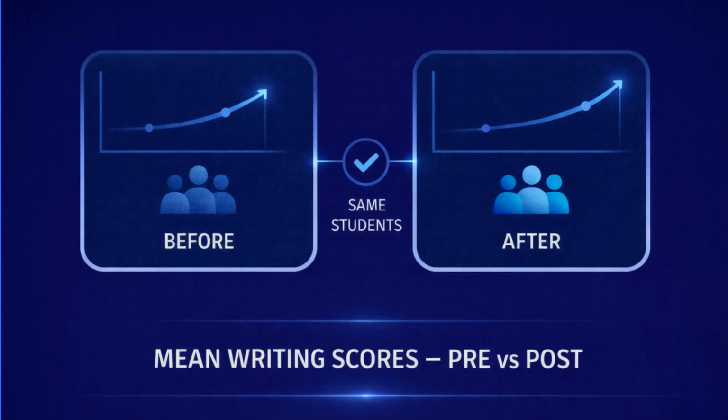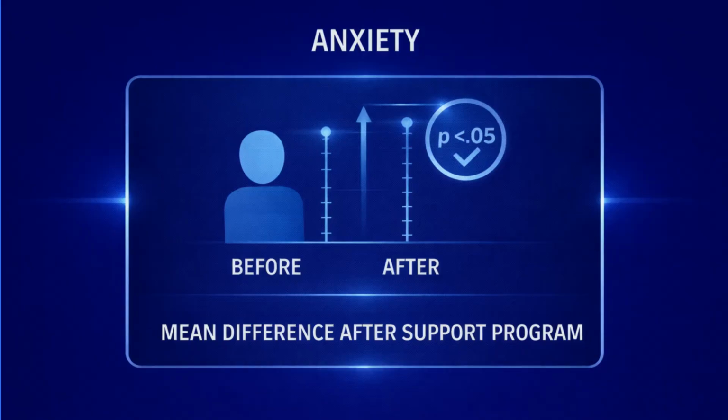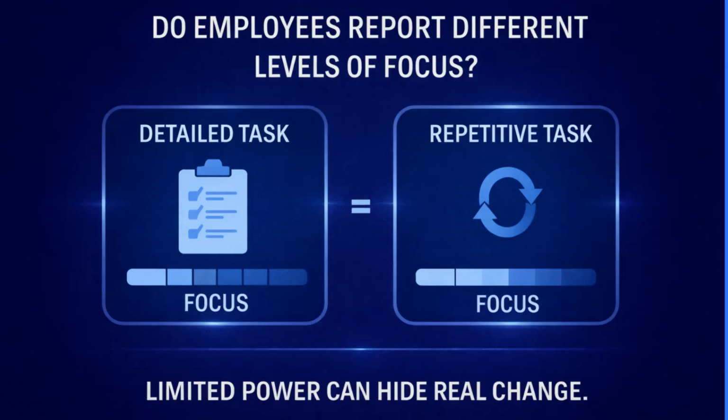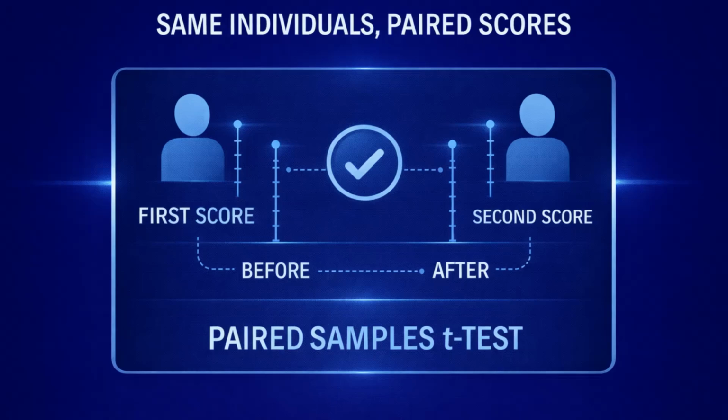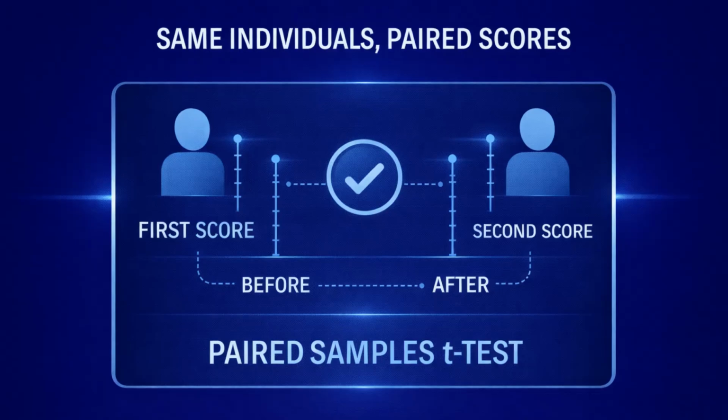One study might ask whether there is a statistically significant difference in mean writing scores before and after a tutoring intervention for the same students. Another might ask whether there is a statistically significant difference in mean anxiety scores before and after a support program for the same participants. A third example might examine whether the same employees report different levels of focus when completing 2 different task types. In each case, the same individuals contribute both scores, which makes the paired samples t-test the correct analytic choice.